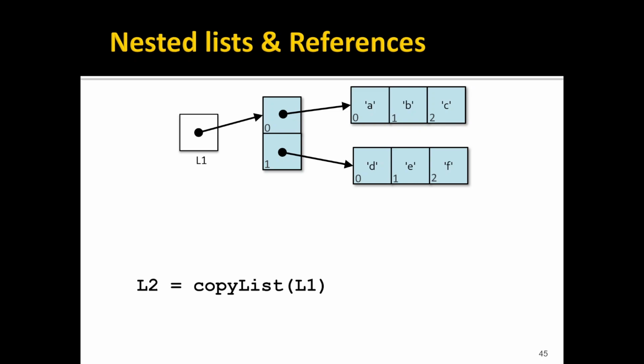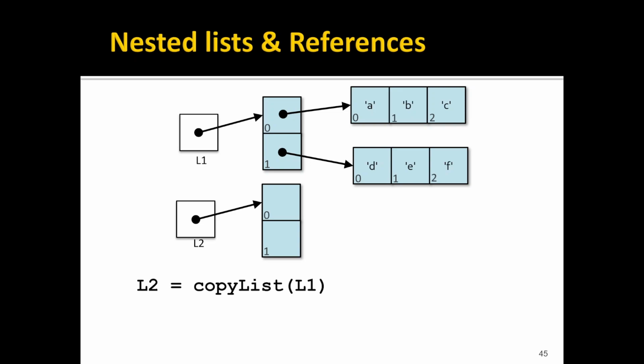So recall how the previous function worked. We had some list and we iterated across the elements of that list, making duplicates of those elements and storing them in a brand new list. And then we return that new list as the copy. If we did that here, what we get is a copy, a new list called L2, which points at a list that has 2 elements.